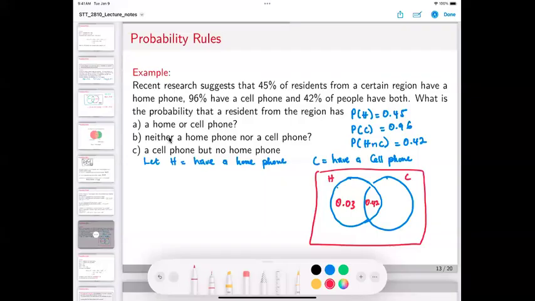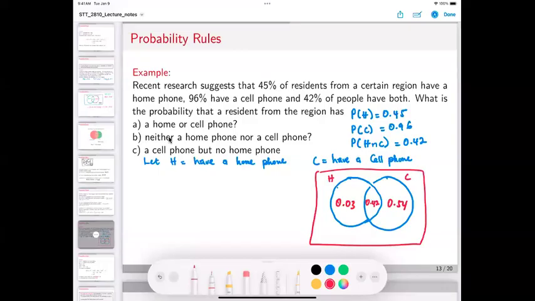Yeah. Cell phone is 0.96. What do I need to add to 0.42 to get 0.96? 0.54. Do you agree to that? Okay.